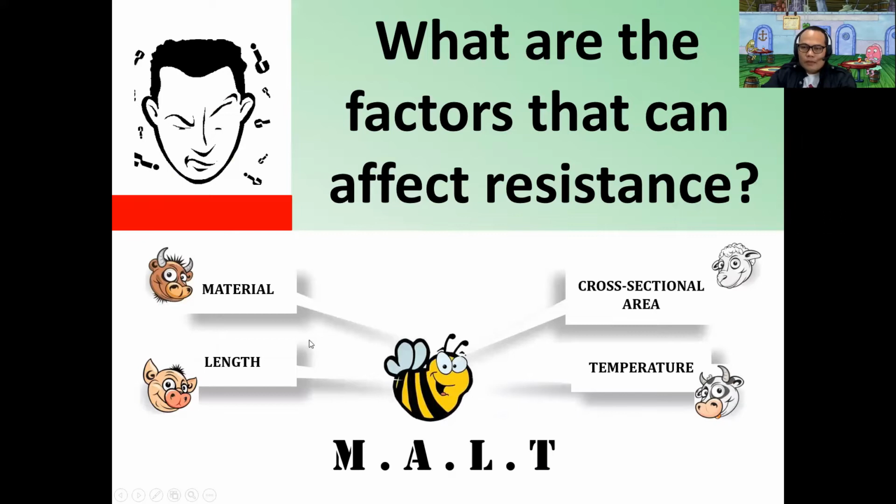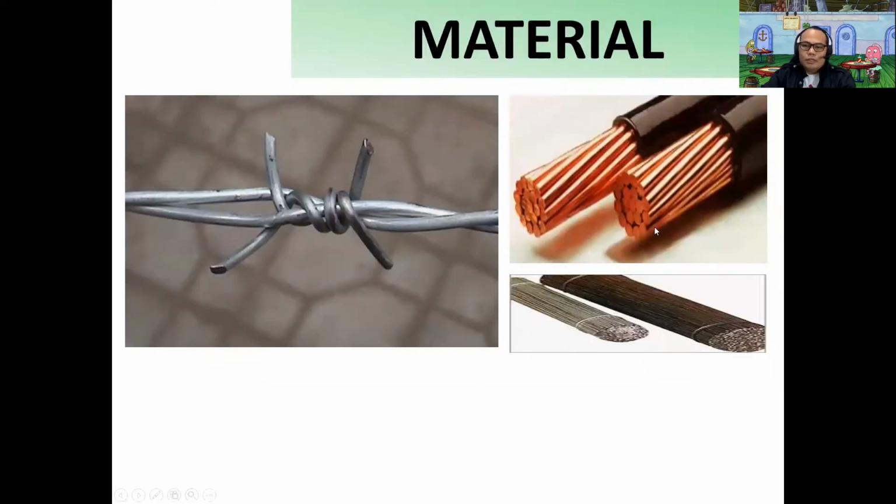There is a difference in resistance when it comes to material. There is a difference in resistance when it comes to area, specifically cross-sectional area. There's also a difference in resistance when it comes to length. And there's also a difference in resistance when it comes to temperature. So let's explore more about these factors that are affecting resistance. Let's start with material.